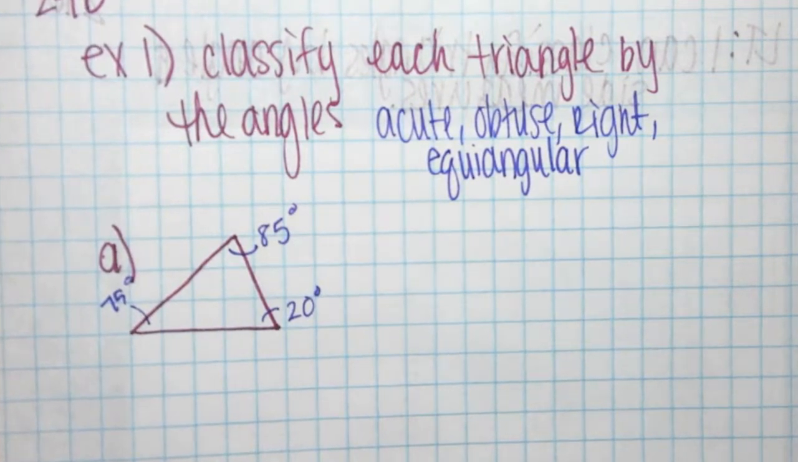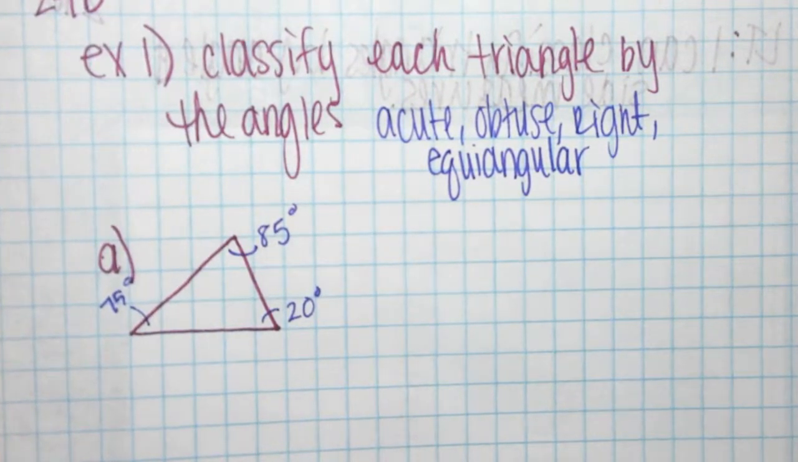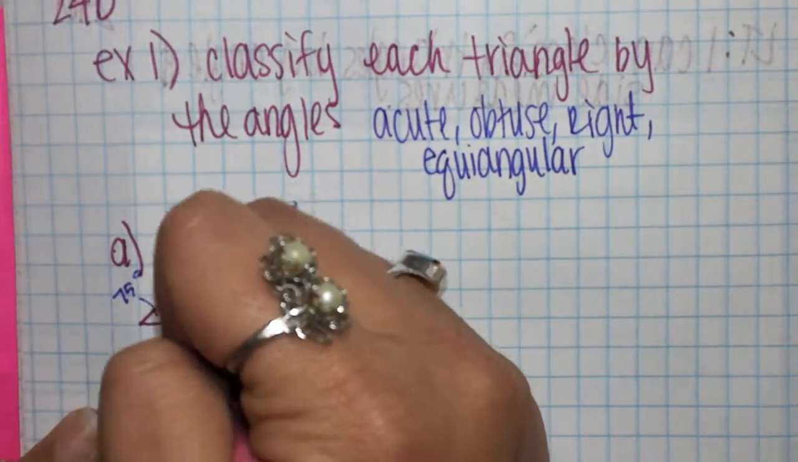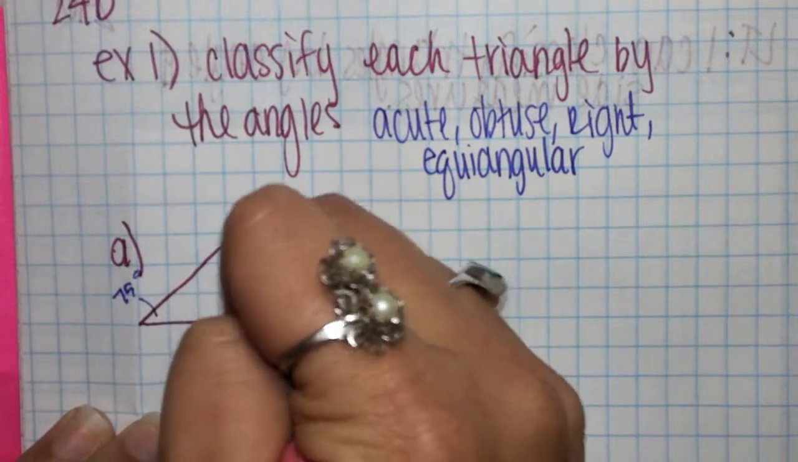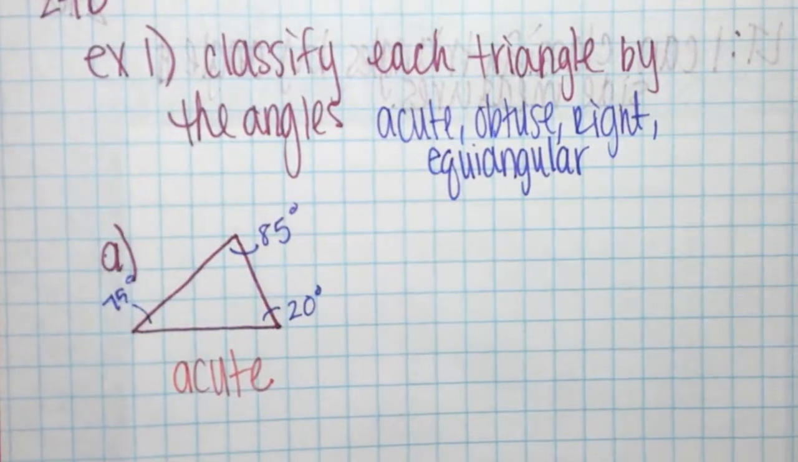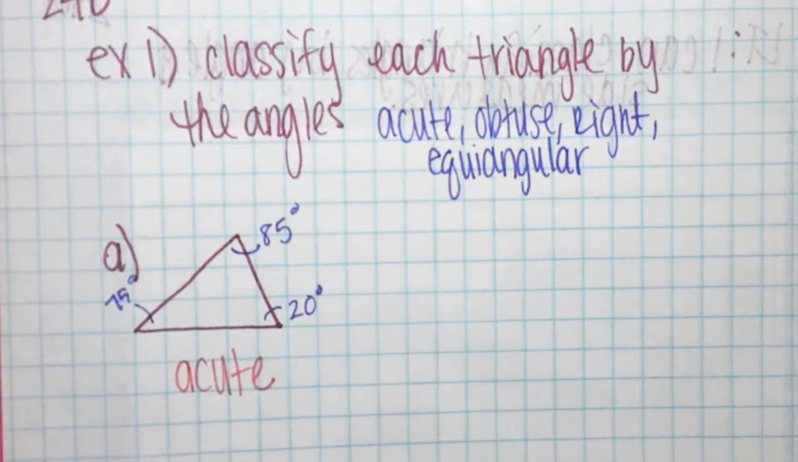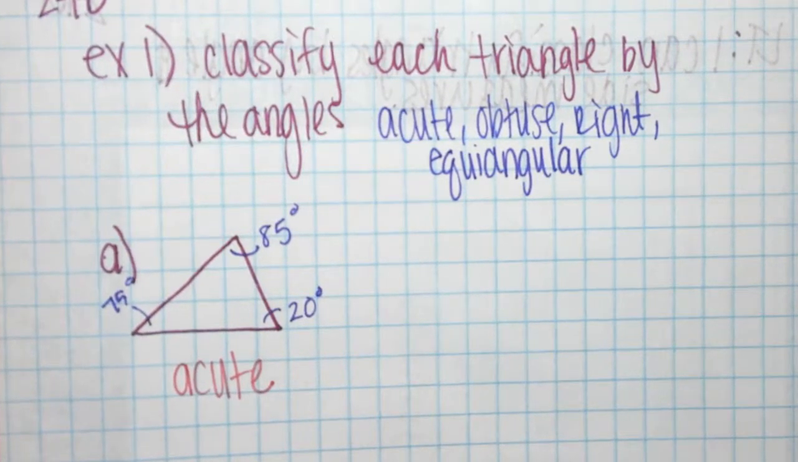What kind of triangle is this? It is acute. Why is it acute? Because all of them are less than 90. We're only classifying it by the angles. That's all we're doing.